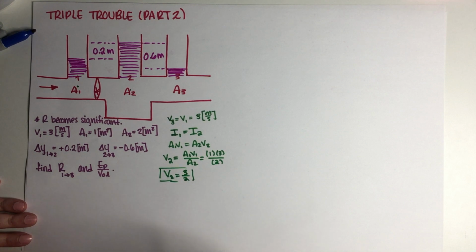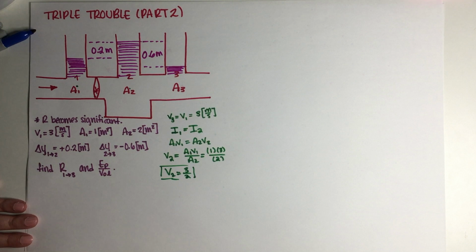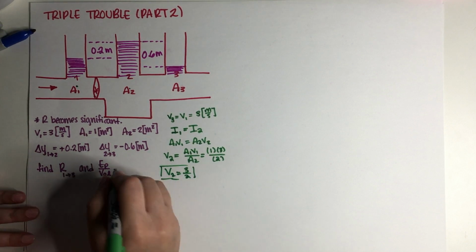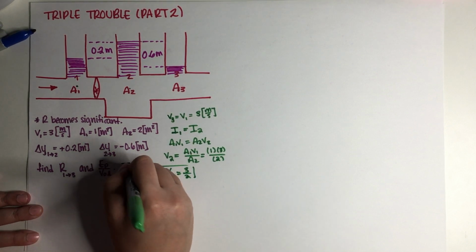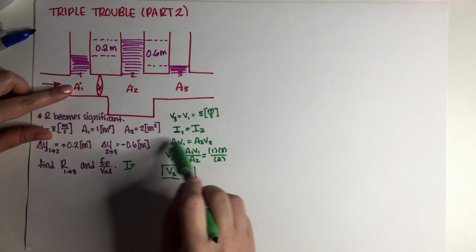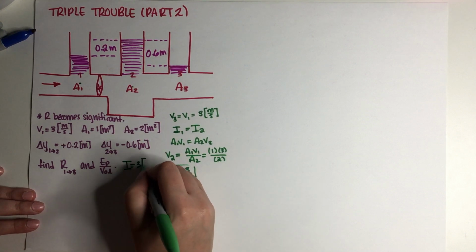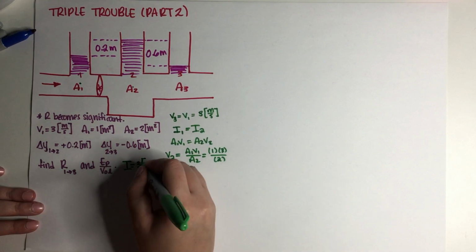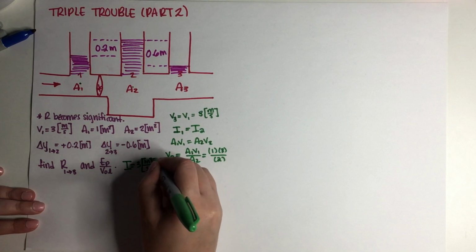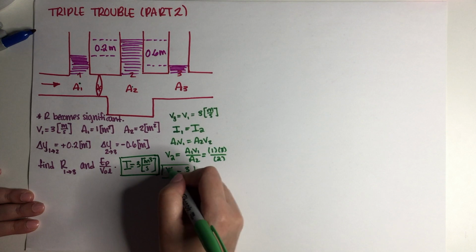And another thing that's going to be useful, because R always comes with a Q in the Bernoulli equation, is just knowing what the flow is. The flow is just an area times a velocity, so flow is just area 1 times velocity 1, so it's going to be equal to 3 meters cubed per second. There we go. So this is also going to be useful information.